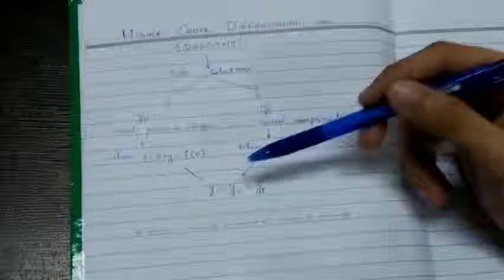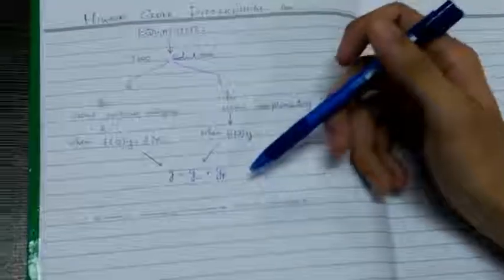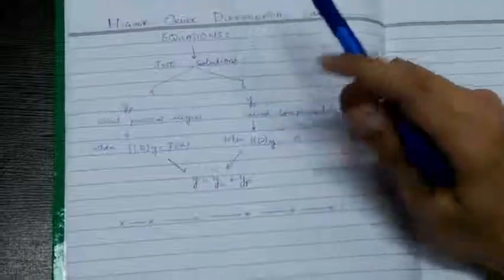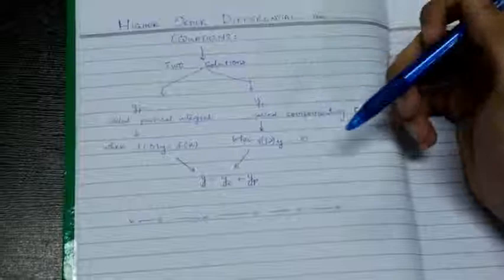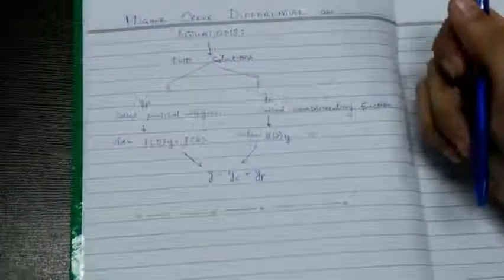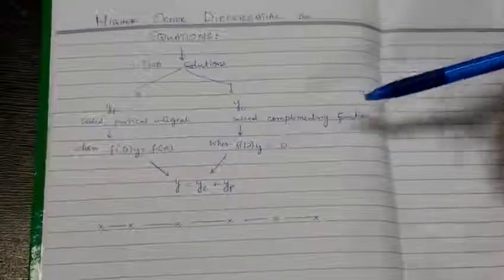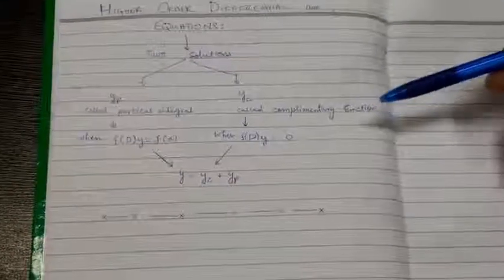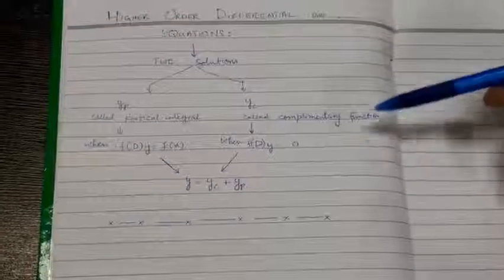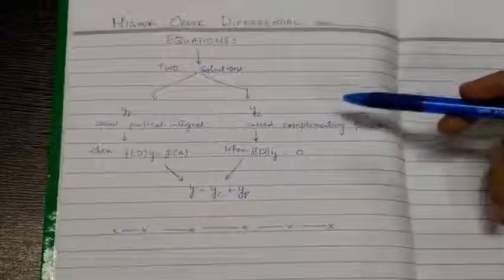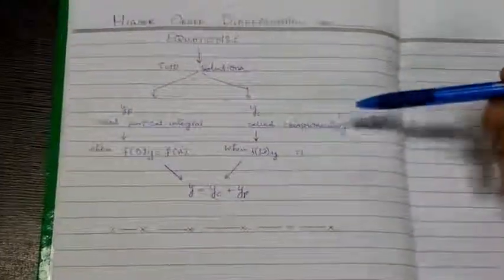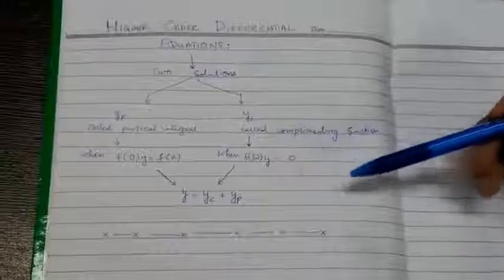The total solution is y is equal to yc plus yp, that is the complementary function in addition to the particular integral. We're only going to learn about the complementary function, how that is solved, and what are the cases to solve different types of complementary functions.